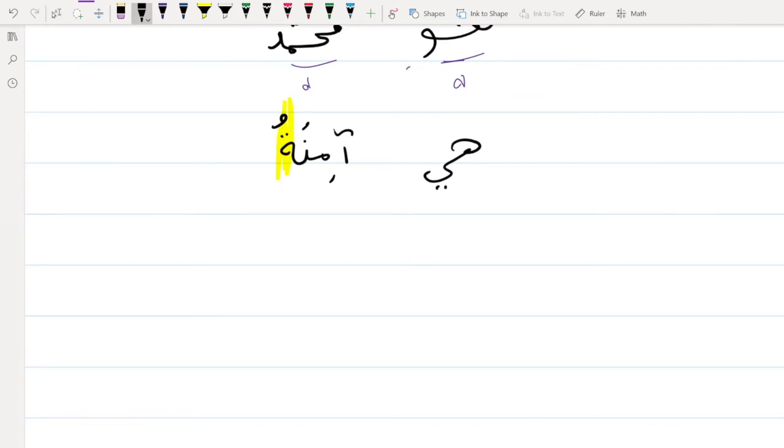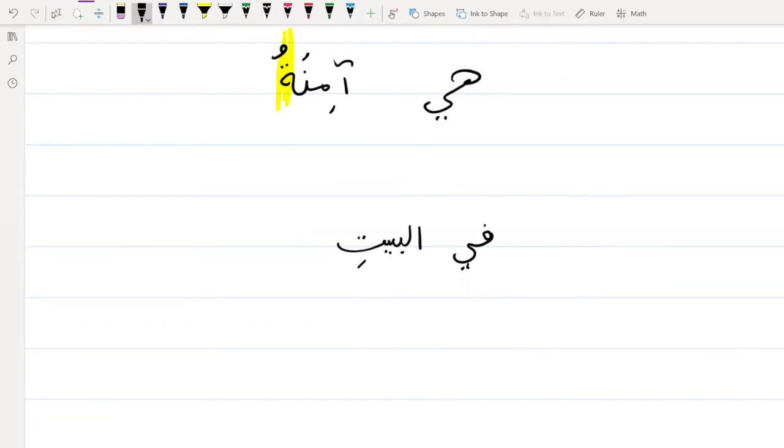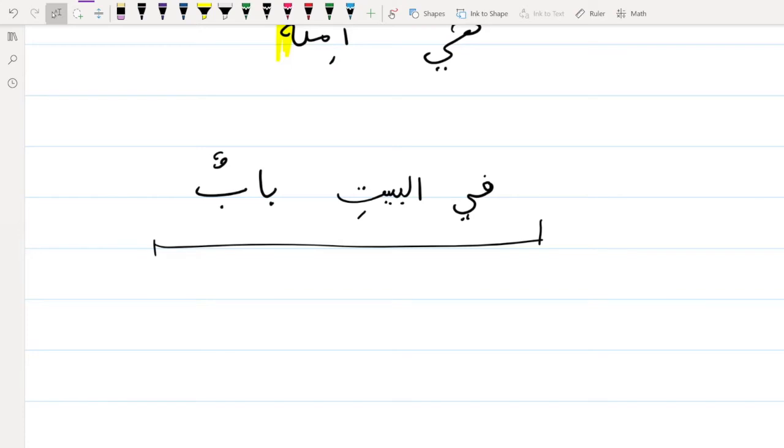So maybe I should explain this one to you. For example, when you say fil baiti, what does fil baiti mean? Fil baiti, in the house. And now can you translate this one for me? Here I'm going to show you two rules that it breaks. And this is one of the expressions that you will find more often. Usually they just translate, they don't talk too much about this, but I'll just mention it. So how do you translate this one?